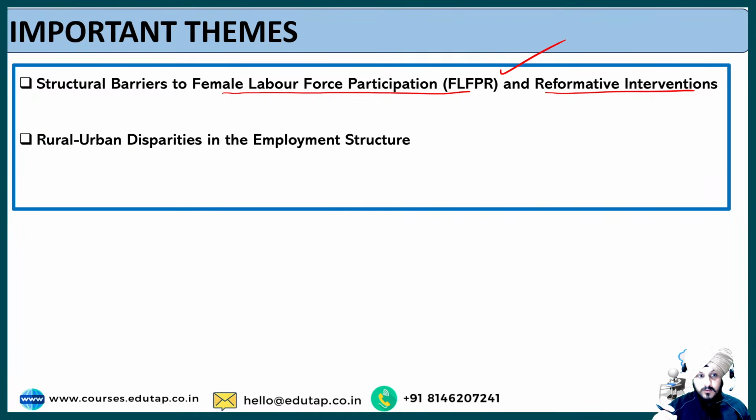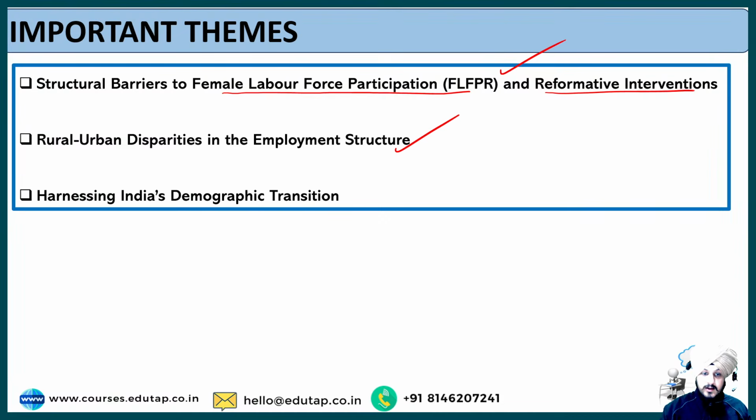Then it is importantly talking about the rural urban disparities in the employment structure. This is also important. I want you to cover it. And thirdly, it is also talking about harnessing India's demographic transition. So we are going to talk about this part as a part of this video. And those of you who are watching these sessions regularly, my humble request is that try to cover these areas from your side, right? Just open the economic survey or any summary that you have and try to cover these two areas.